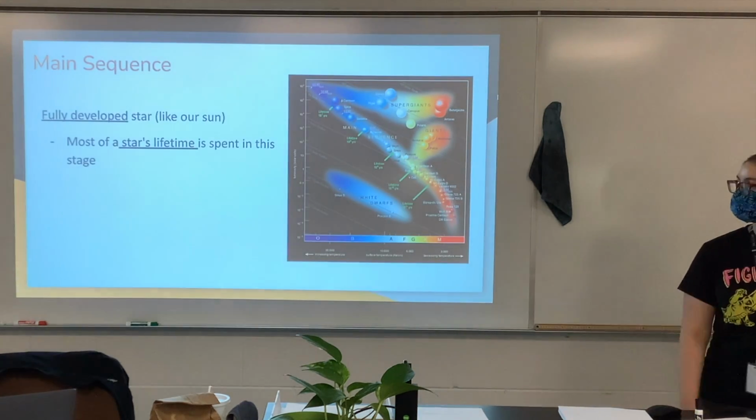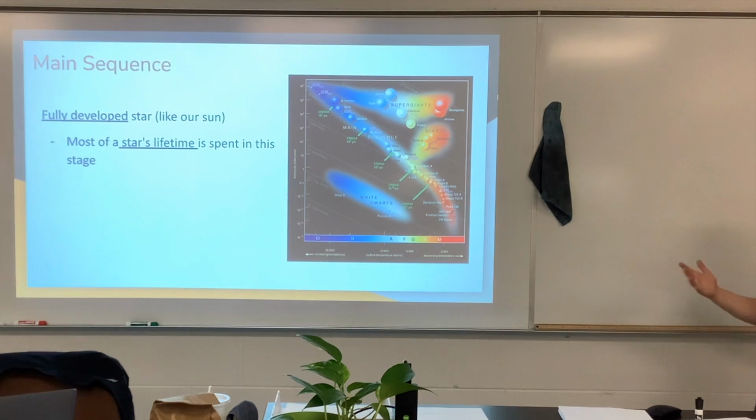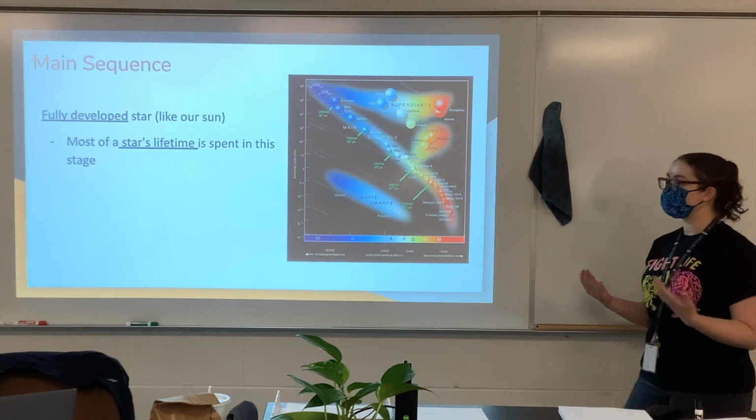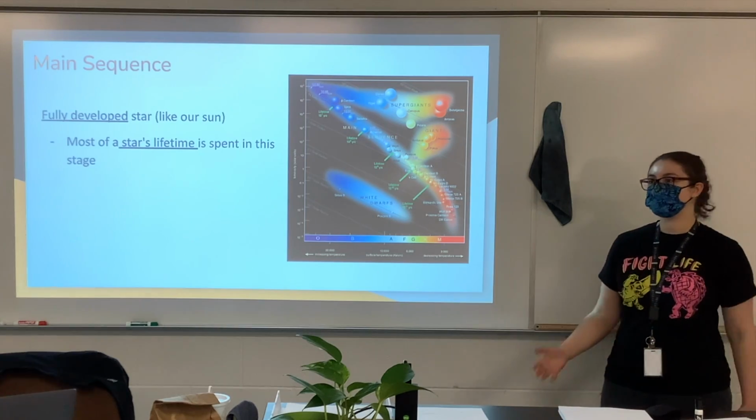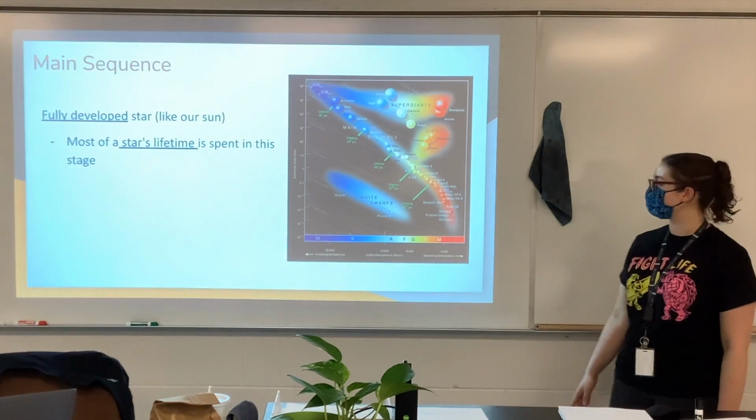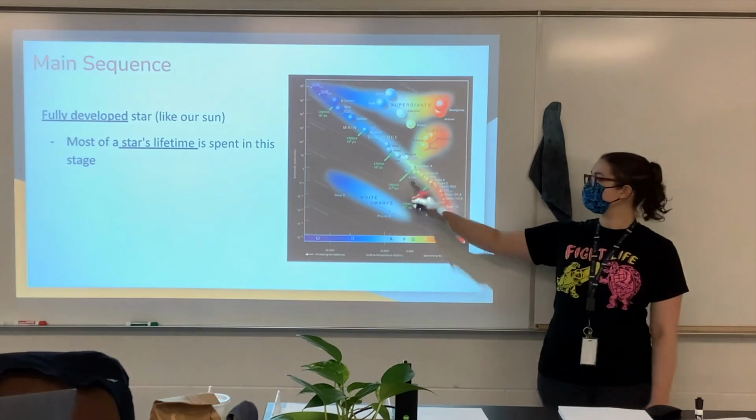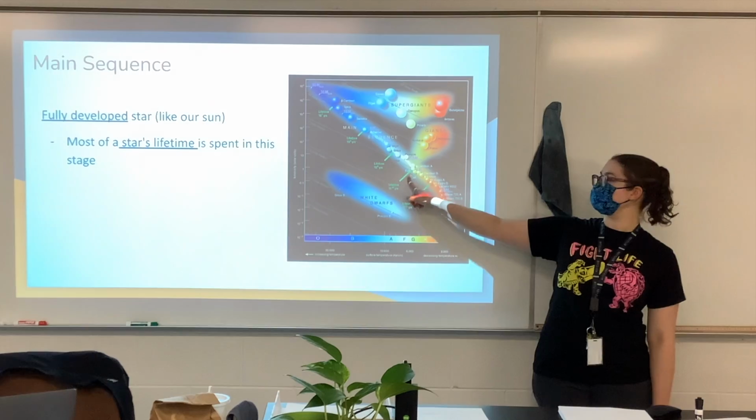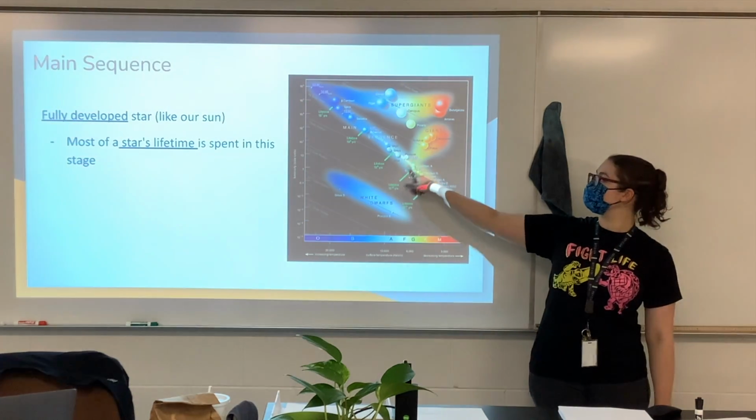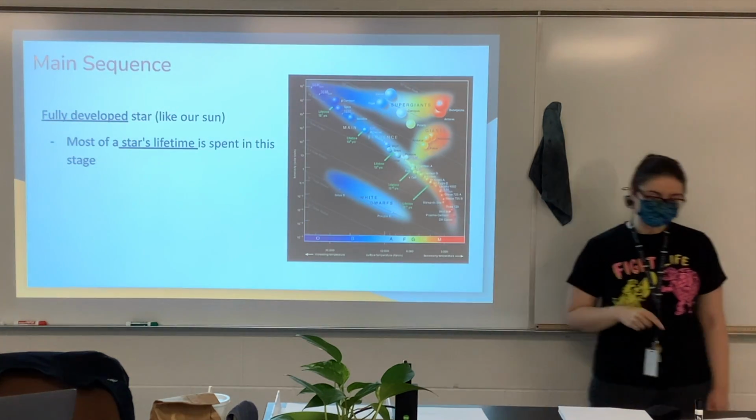So next up, a fully developed star, something similar to our sun, will fall on the main sequence. And again, like I said before, this is where stars spend most of their life cycle, on the main sequence. You probably can't see it from back there, but our sun is almost right in the middle of the main sequence here with these other yellow stars.